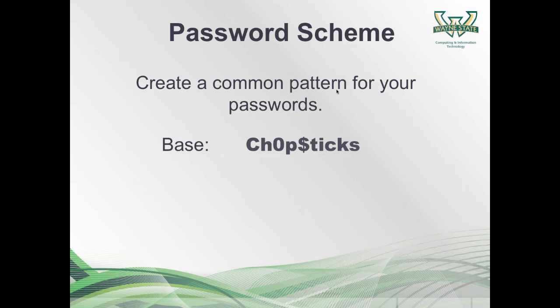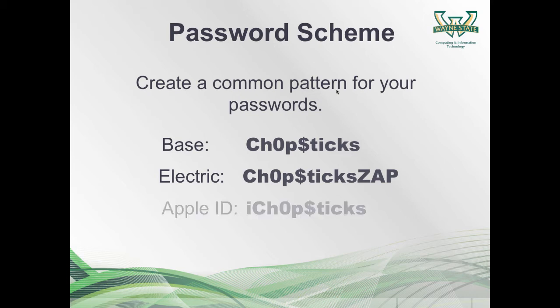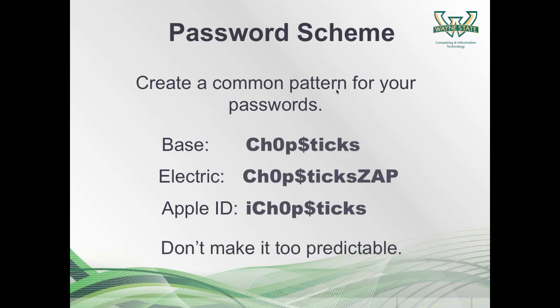What you can then do is either prepend or append different things to this base word depending on what I'm logging into. So for example, for my power company bill, I can add in zap at the end and change it to chopsticks zap. Or maybe for my Apple ID, I change it to iChopsticks. Now when it comes time for me to change my password, I can just swap out this base word in the middle of it all and stick with the same overall scheme. Just make sure that you don't make it too easy for somebody else to figure out.